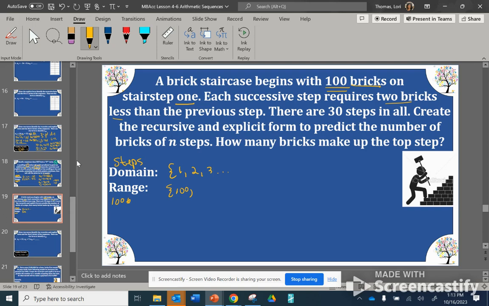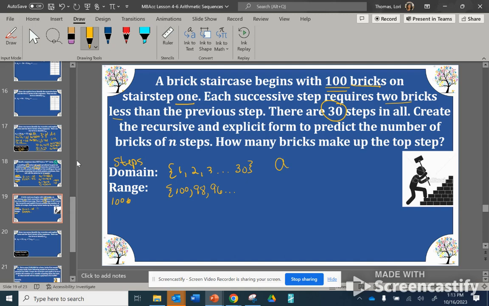Then it is decreasing by 2 bricks. So on stair step number 2, there are 98 bricks. On step number 3, there are 96, and so forth. It says how many bricks make up the top step. It says there are 30 steps in all. So we're going out here to 30.